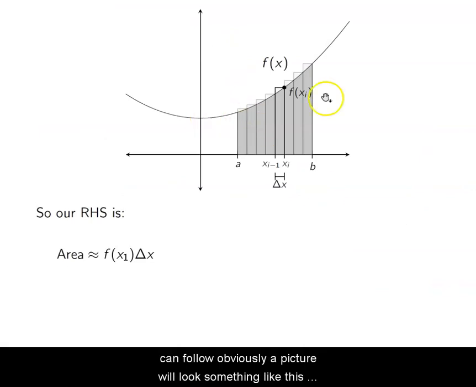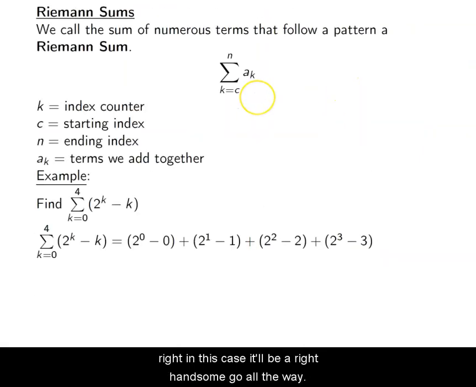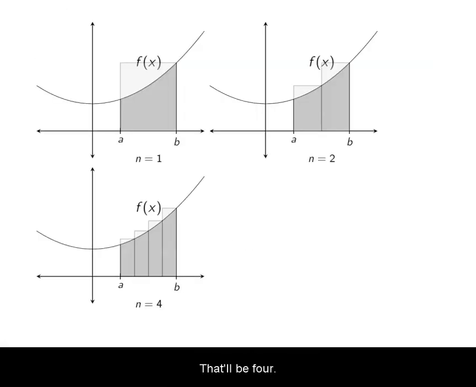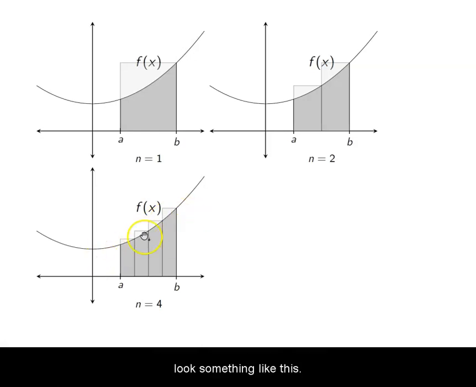Obviously, a picture will look something like this, right? In this case, it'll be a right-hand sum, so we'll go all the way to the right-hand sums, and it'll be 4. It'll be something like this, but it'll be a sine curve, right? Obviously, this could still be a sine curve depending on how it goes, but a sine curve we know starts at 0, right? But it'll look something like this, okay?